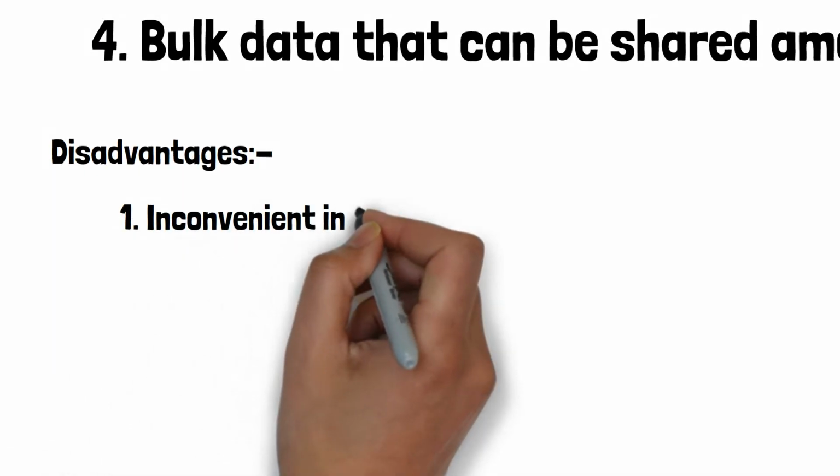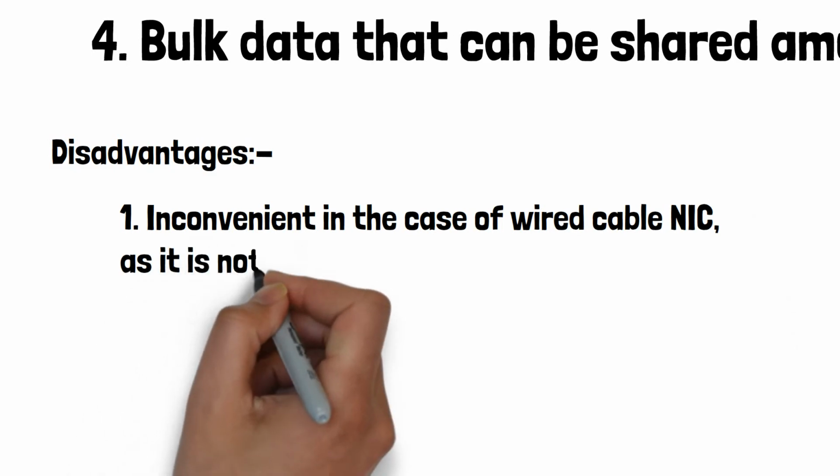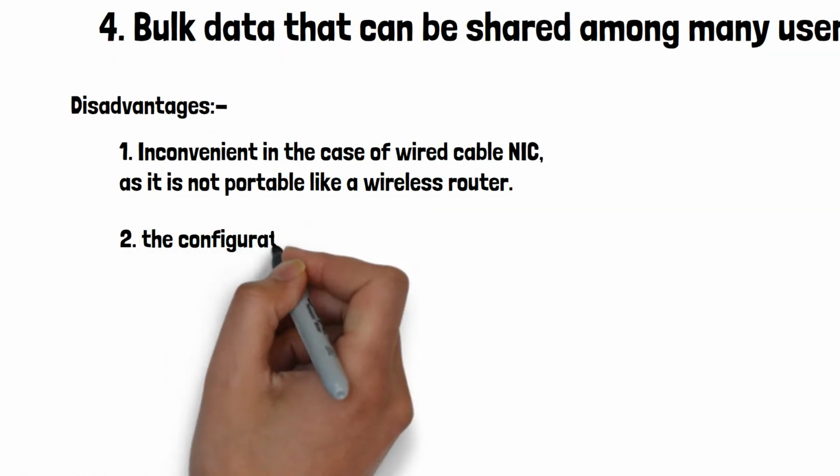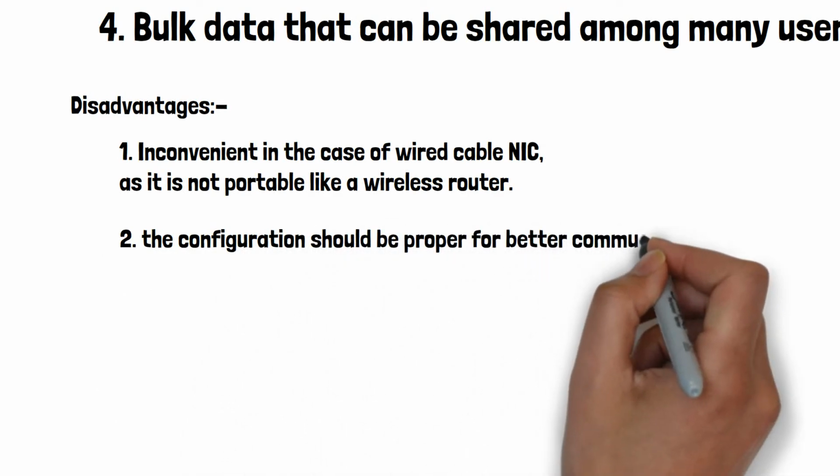Disadvantages of network interface cards are as follows. Number one, it is inconvenient in the case of wired cable NIC, as it is not portable like a wireless router. Number two, the configuration should be proper for better communication.